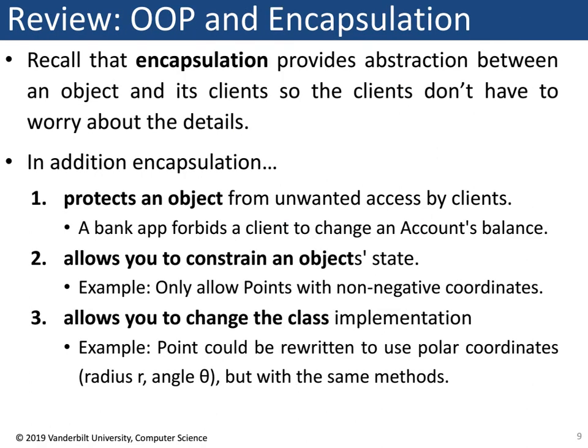So hopefully at this point it's clear that if a class is properly encapsulated, then it provides the abstraction we were talking about: the abstraction between the client interface and the details of how that works. And encapsulation is all about protecting the data which is stored in the object and allowing it to be accessed and changed or mutated using accessor and mutator methods. But in addition, this is going to protect an object from unwanted access by clients. So in the case of a bank app, it forbids a client to change an account's balance, allows you to constrain an object's state. So we're not going to allow points that have negative coordinates, for instance, possibly, or allows you to change the class implementation without having to change every client program that makes use of that class.